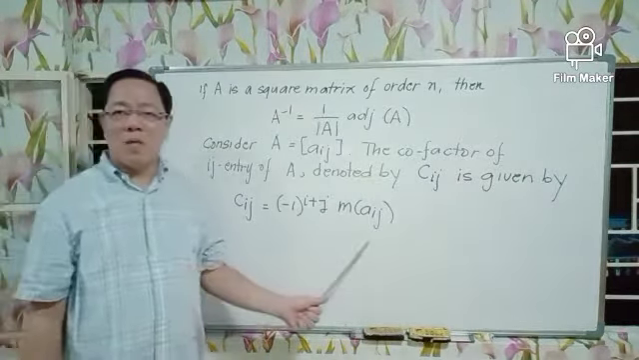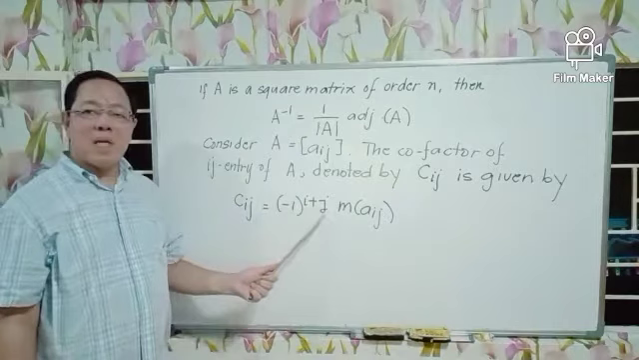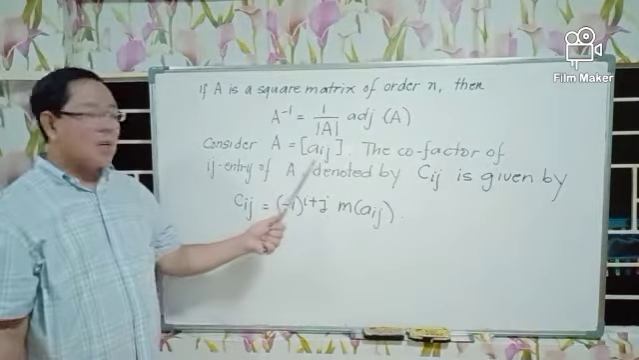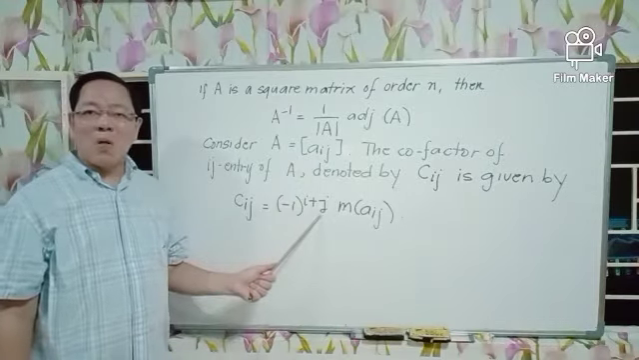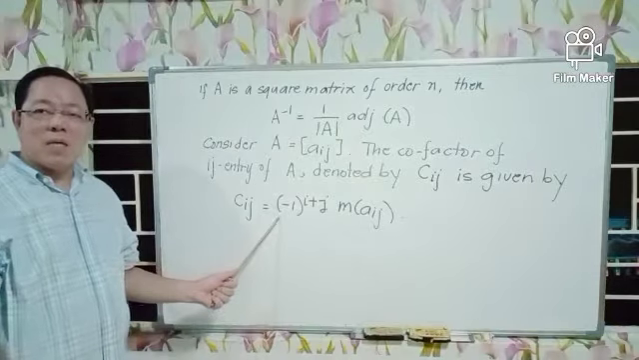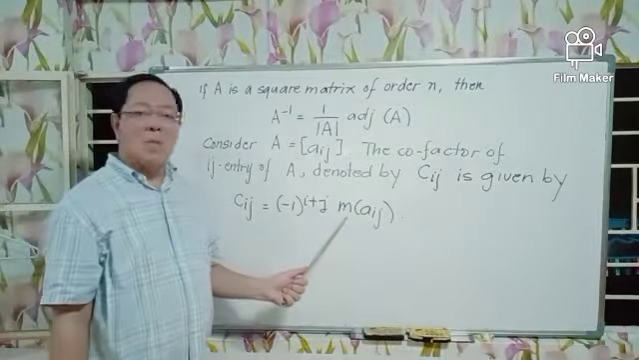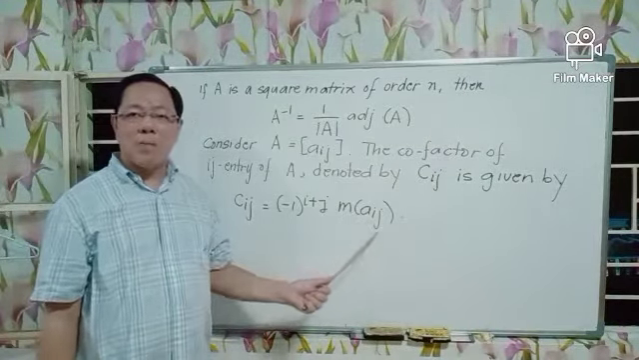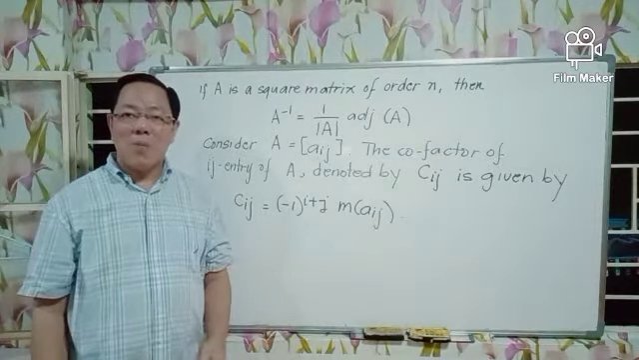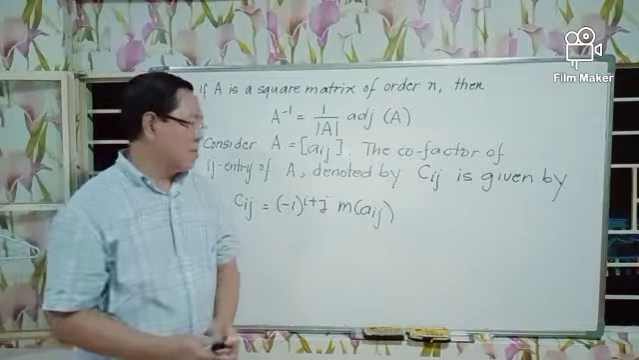C sub ij is the cofactor of the ij entry of matrix A and is equal to negative 1 to the power i plus j, where i is the row number of the entry A sub ij, and j is the column number of the entry A sub ij, multiplied by M of A sub ij. M of A sub ij is called the minor of A sub ij.